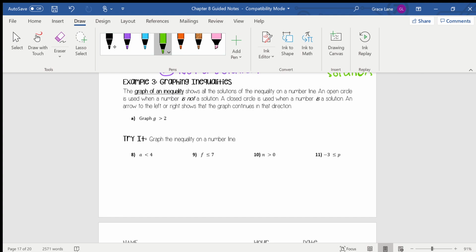Okay, so what this is saying is, first you're going to make a number line. And when I make a number line for inequalities, I don't make it very big. I usually put the number that we're talking about, 2, in the middle, and I usually just put one number higher and one number lower. I draw little arrows to show that the number line will keep going. And so it says graph g is greater than 2. And so I'm saying that g could be any number in the world that is greater than 2.